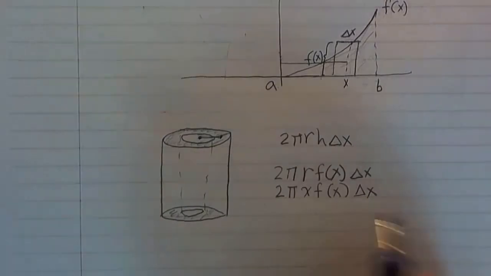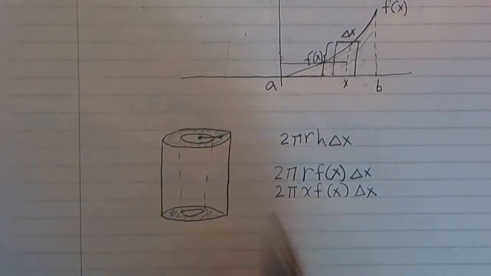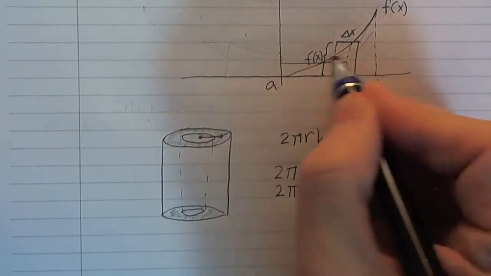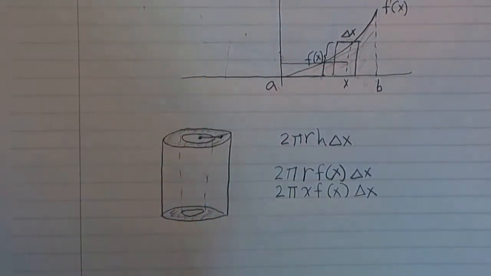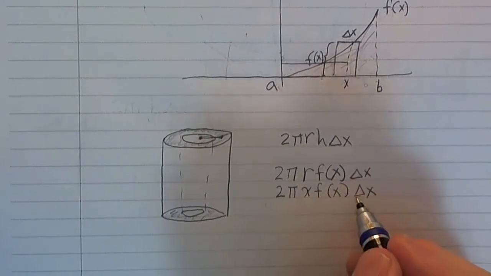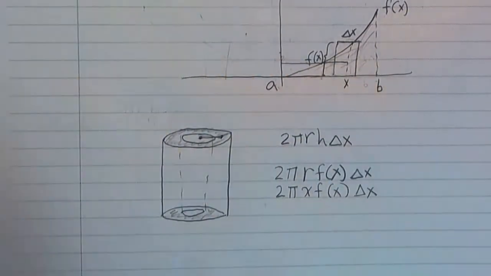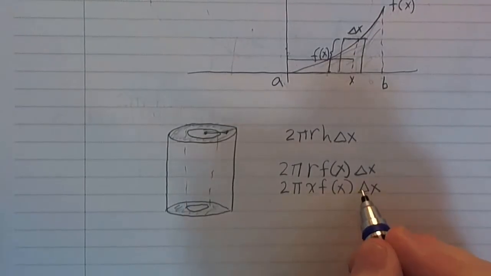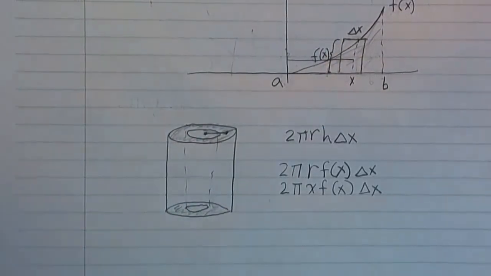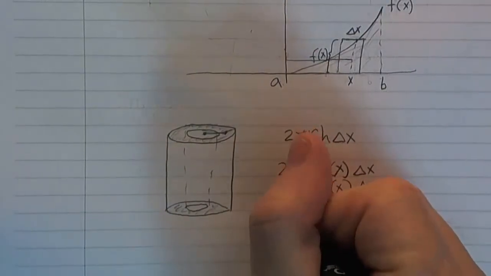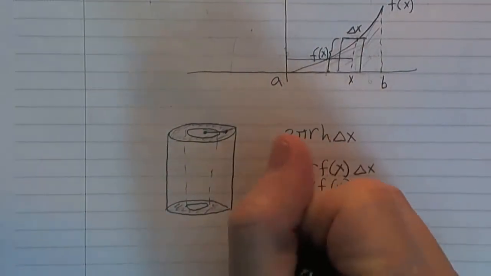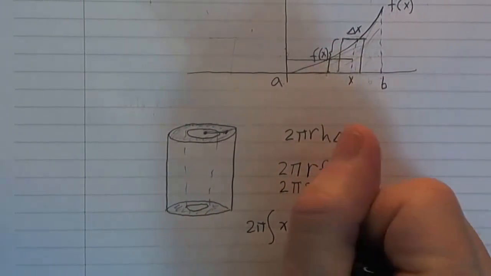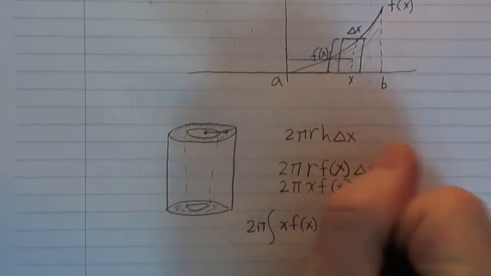Now remember, if we let delta x go to 0, and we do this for a lot of rectangles, millions and millions, an infinite number of rectangles, and then we add them all up, we let delta x go to 0 and the number of rectangles go to infinity. In other words, we're taking the limit of this Riemann sum, and we're getting 2 pi r, which is x, times the height, f of x, dx.